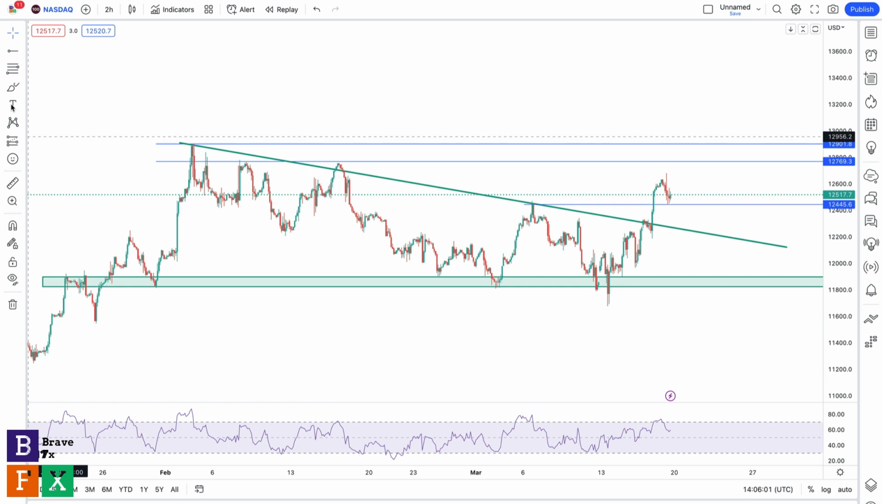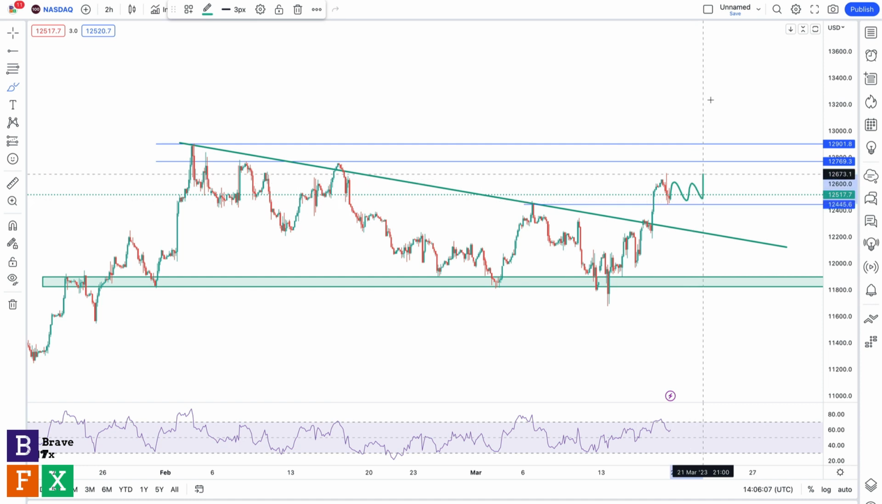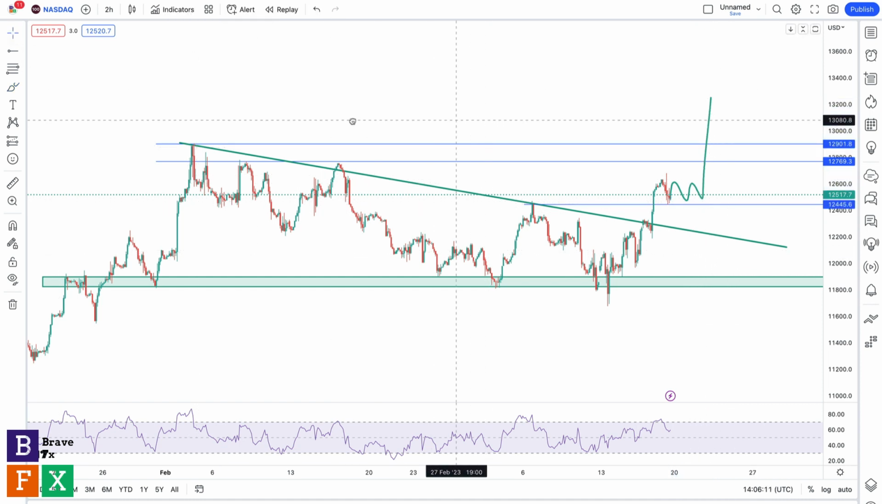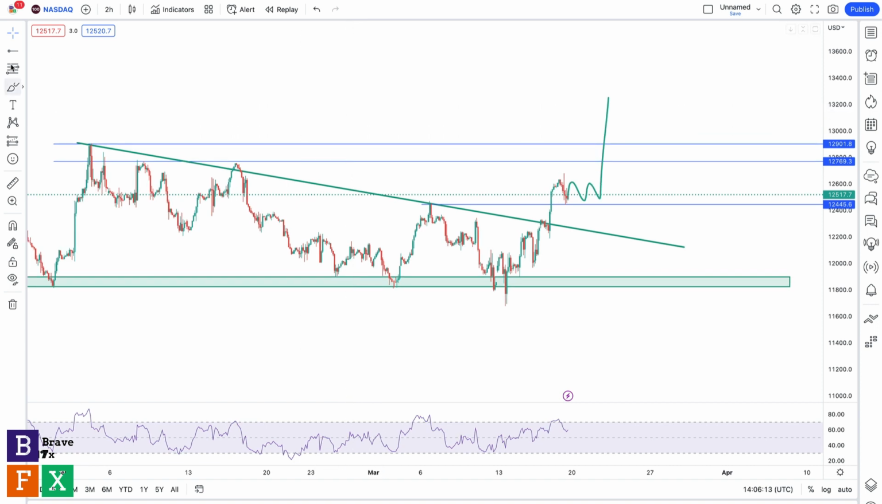So right now I'm going to wait for a bit more consolidation, right? A good consolidation and a break of that consolidation to go long. This would be my scenario to go long for Nasdaq, and I'm going to go long at the break of this bullish continuation pattern if we get one.